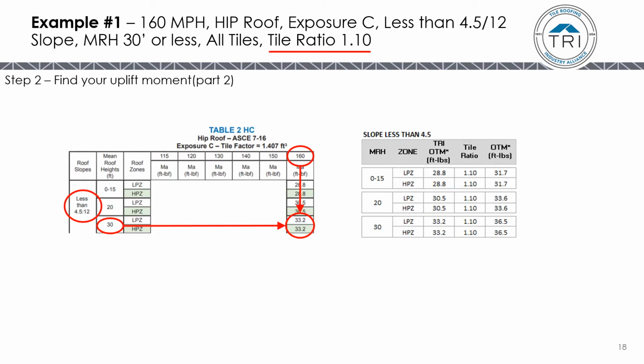So now for step 2, part 2, we need to factor in our tile ratio of 1.1. To do that, we found in table 2 HC our required uplift moment of 33.2. We bring that over and multiply it times the tile ratio of 1.10, and we increase our uplift moment to 36.5.